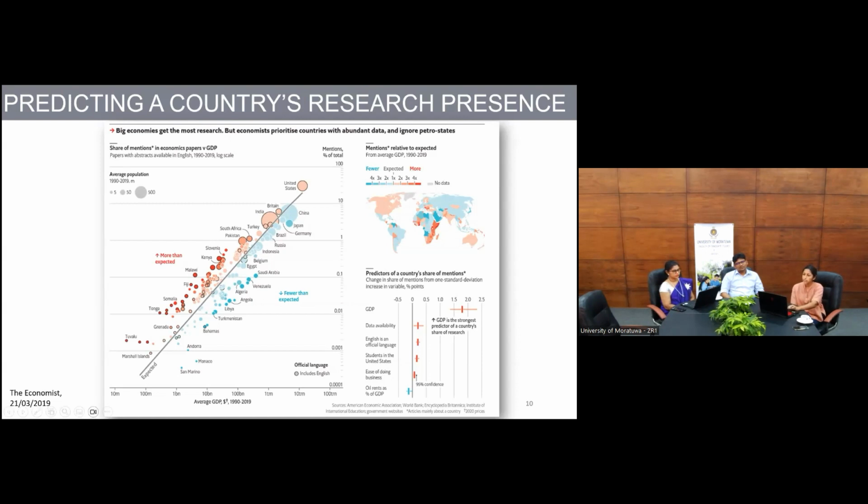So for example, GDP is the single biggest factor that would predict how often a country is mentioned in the literature, like we would expect. But there are other factors which also have kind of statistically significant impacts on how often a country is studied. So these are just a few examples.